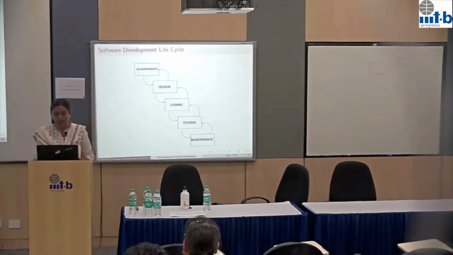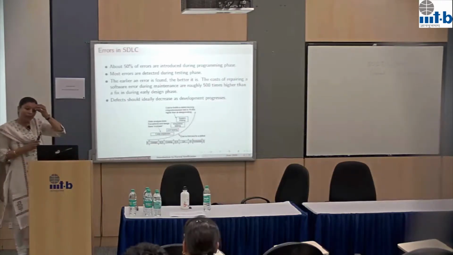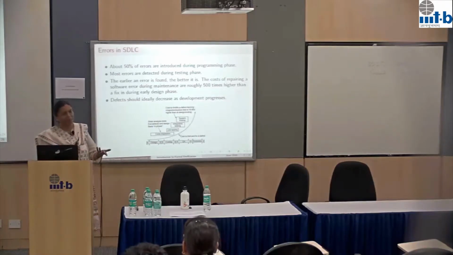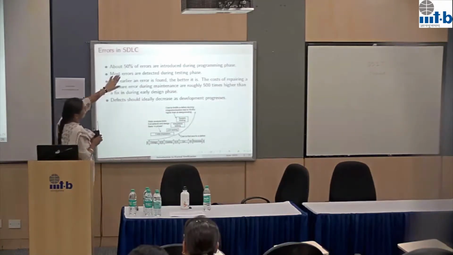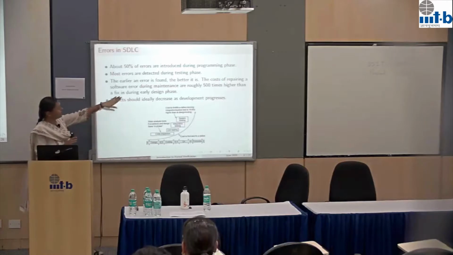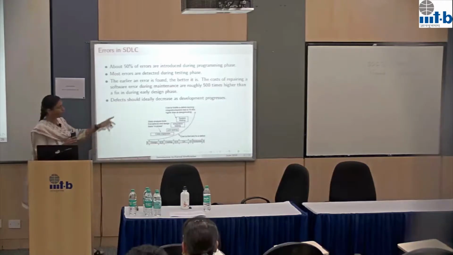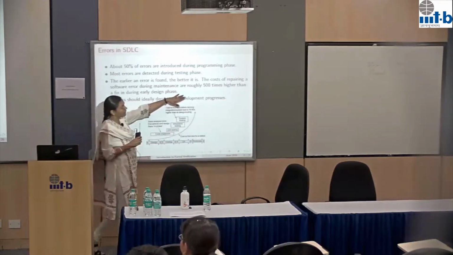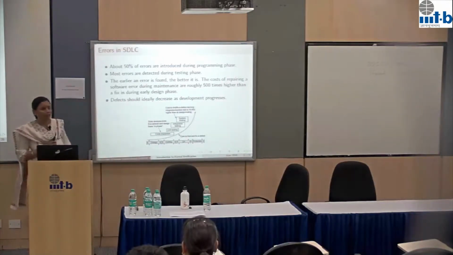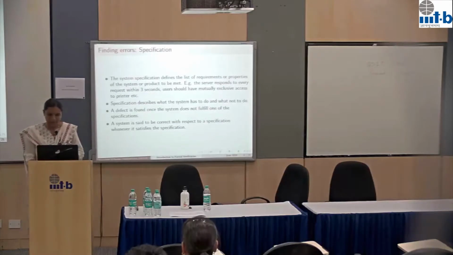So errors in the software development lifecycle, which is the focus of formal verification, can happen anywhere, right? Typically, the Pareto rule applies for the software development lifecycle. These are empirical studies. They say 50% of the errors are introduced during programming, and many errors are detected during the testing phase. But the thing to note is that the earlier an error is found, the better it is. That's what I told you, right? Studies have shown that the cost of repairing a software error after the software is released is roughly 500 times higher than when you find it before release. And ideally, as you go down the development, you believe that defects should decrease, right?